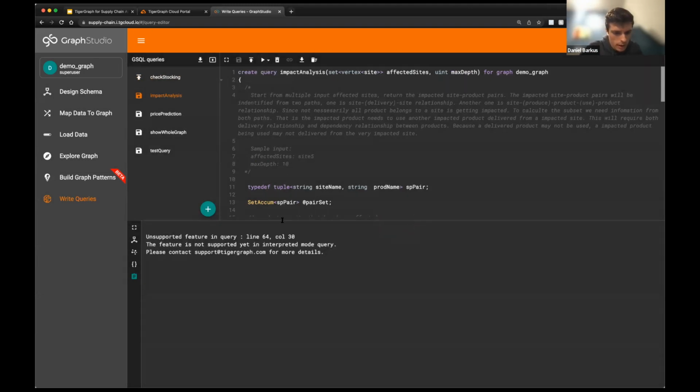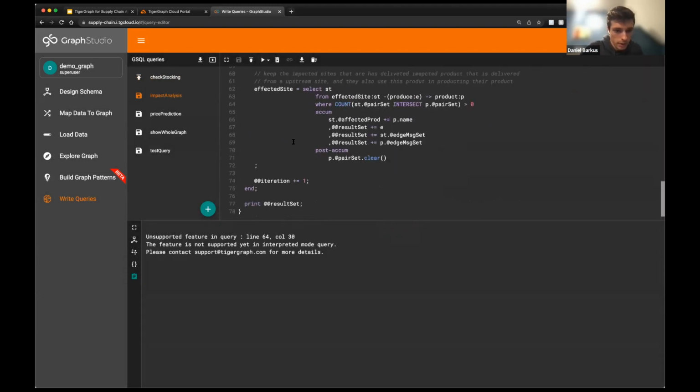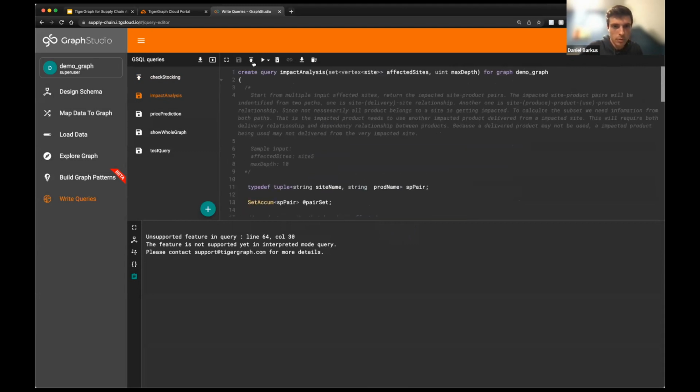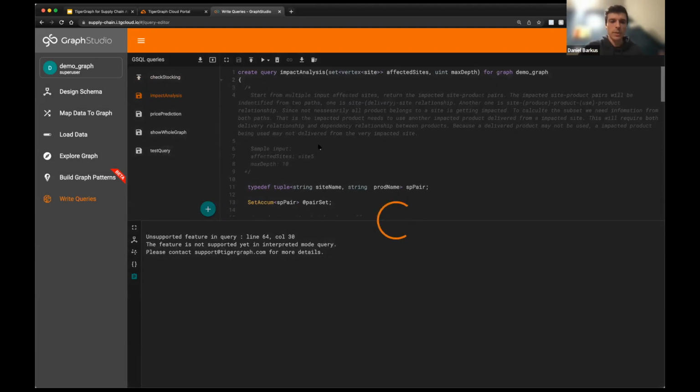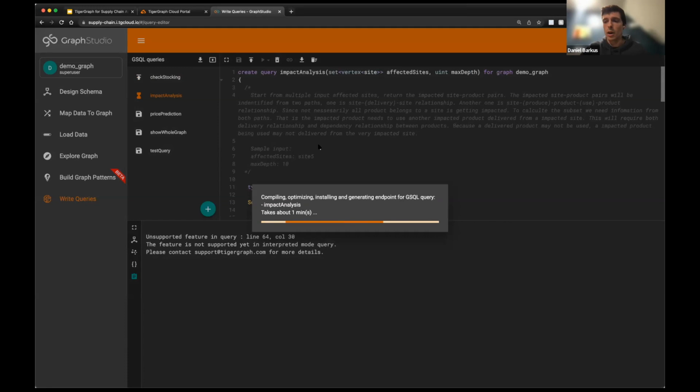So let's try running this. I don't know why this query isn't running. We'll install this one as well. But basically, there's a lot that we can do with this graph. So right now, this query is going to do impact analysis of stocking.